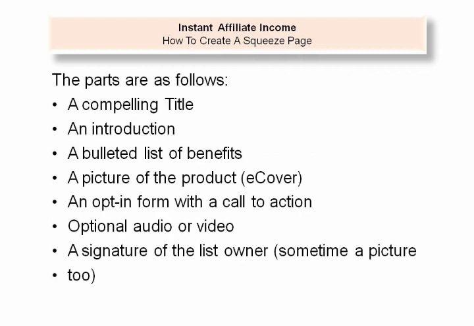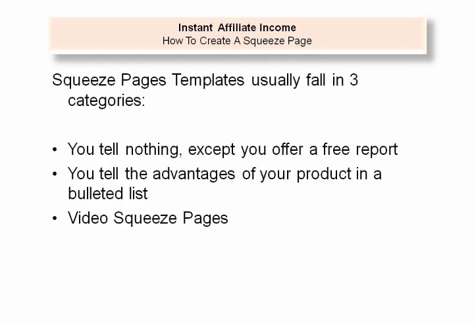The parts are as follows: a compelling title, an introduction, a bulleted list of benefits, a picture of the product or e-cover, an opt-in form with a call to action, optional audio or video, a signature of the list owner, sometimes a picture too. Squeeze page templates usually fall into three categories. You tell nothing except you offer a free report. You tell the advantages of your product in a bulleted list.